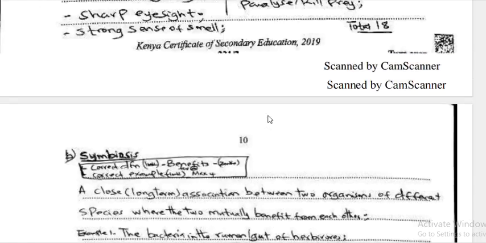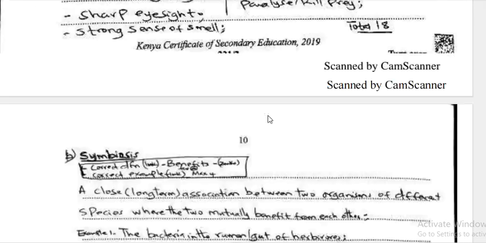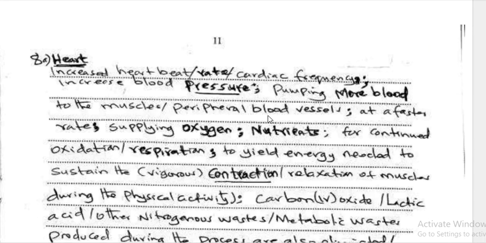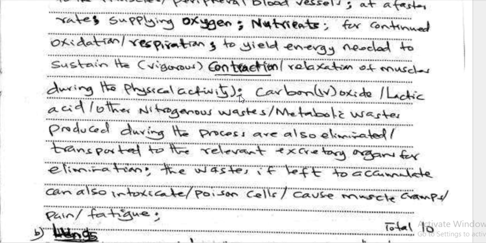Then the next essay, we have question 8, explain the effect of increased physical activity on the following organ systems. The first one is the heart, and we have increased heartbeat or rate or cardiac frequency. We also have increased blood pressure, pumping more blood to the muscles at a faster rate, thus supplying oxygen, nutrients for continued oxidation respiration to yield energy needed to sustain contraction and relaxation of muscles during the physical activity.